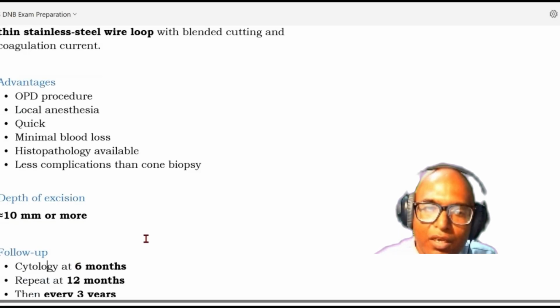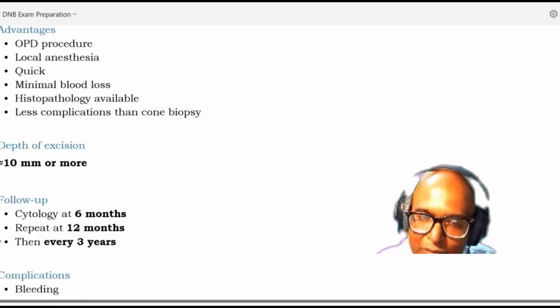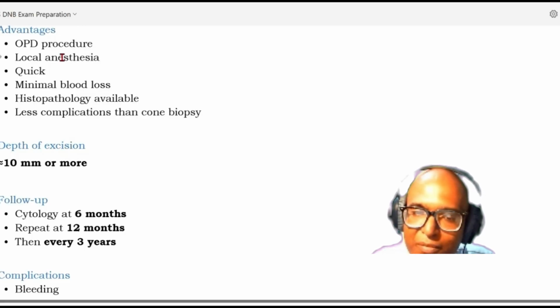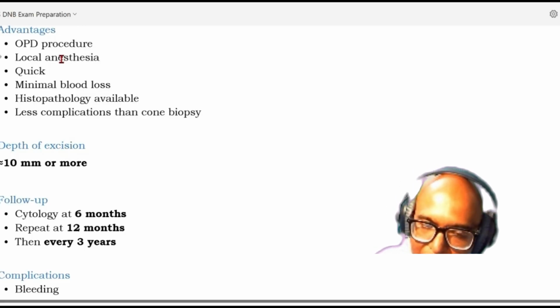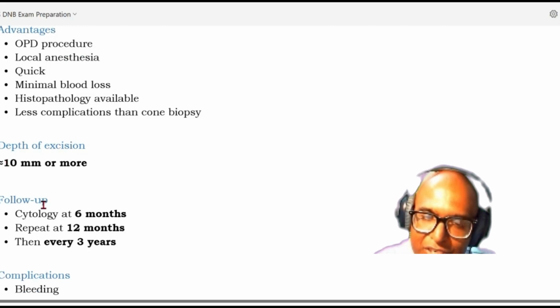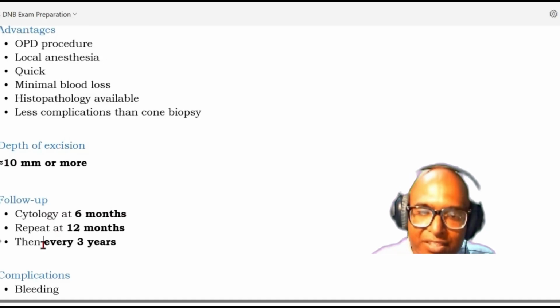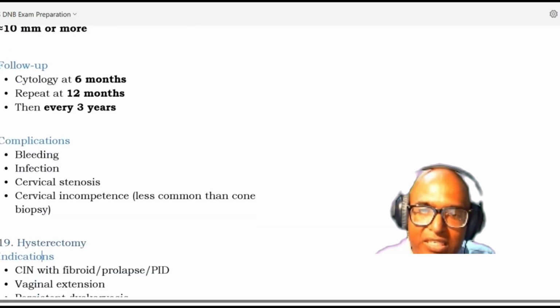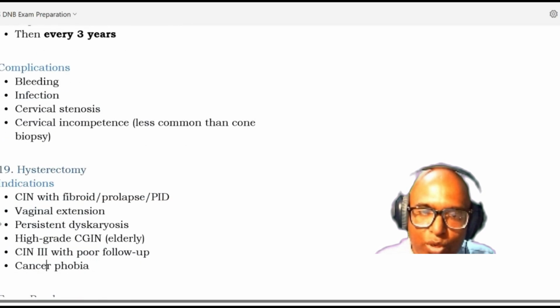Then follow up, you have to do cytology at 6 months, repeat at 12 months, and then every 3 years. Okay, so this follow-up is a must. Once you have done the LEEP, it doesn't mean that the treatment is over and the patient should not come for follow-up. No, you will keep the patient under follow-up, cytology at 6 months and 12 months, and then every 3 years. Okay, then what are the complications of LEEP? Bleeding, infection, cervical stenosis, cervical incompetence. This is less common than with the cone biopsy.